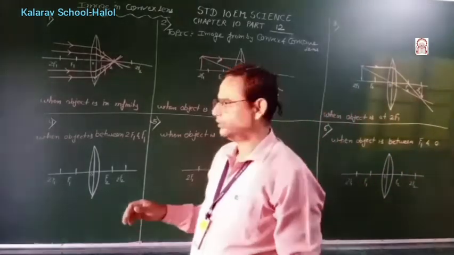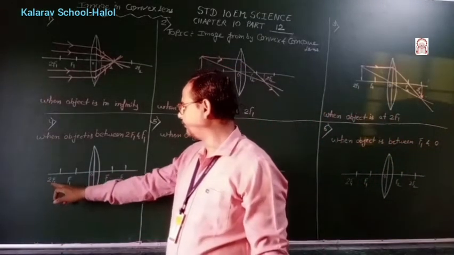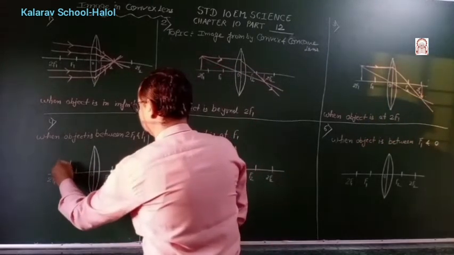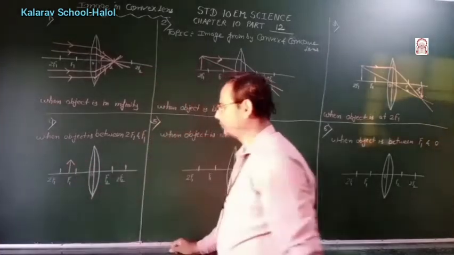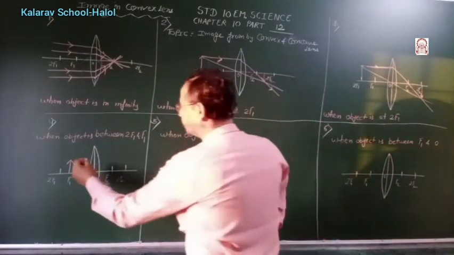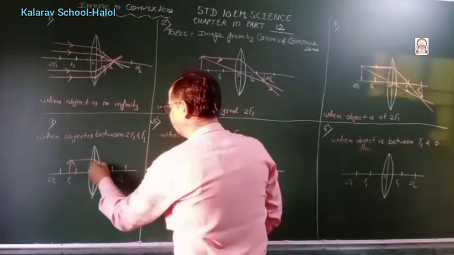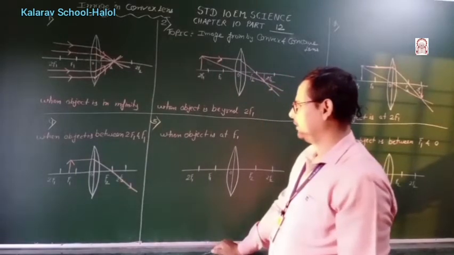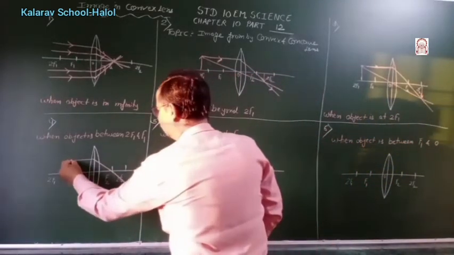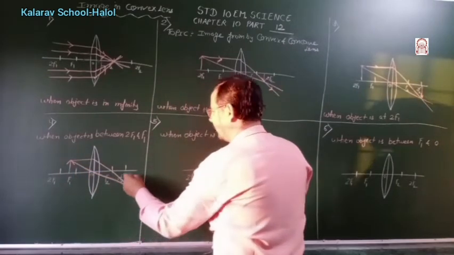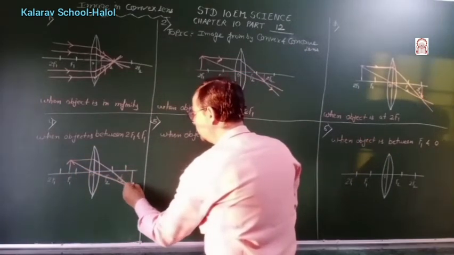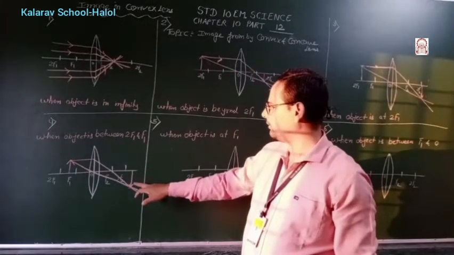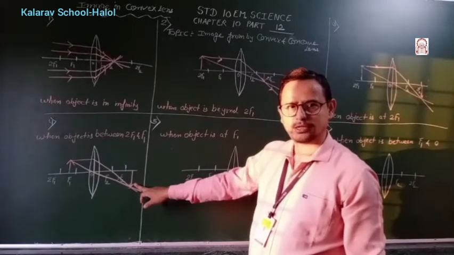Next, again, when the object is between 2f1 and f1, meaning here. Same situation: parallel, and then it passes through f2. The second one goes through the optical center like this way, and the image will be beyond 2f2, larger than the object, real and inverted. Is it clear?